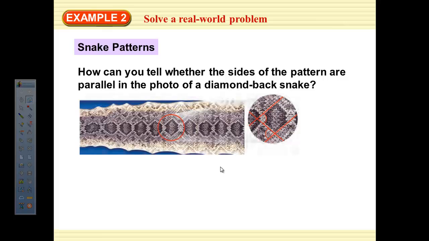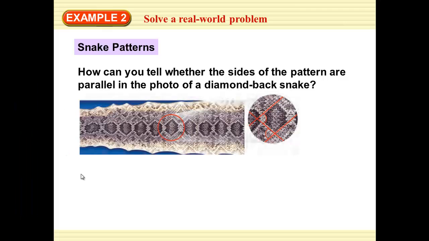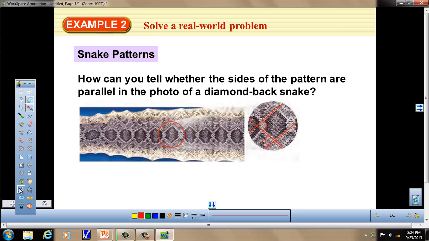We're looking more at the converses of the theorems and postulates we looked at in the last section. For this one, it says, how can you tell whether the sides of the pattern are parallel in the photo of the diamondback snakes? Now, I'm going to zoom in on this because it's kind of hard to see.